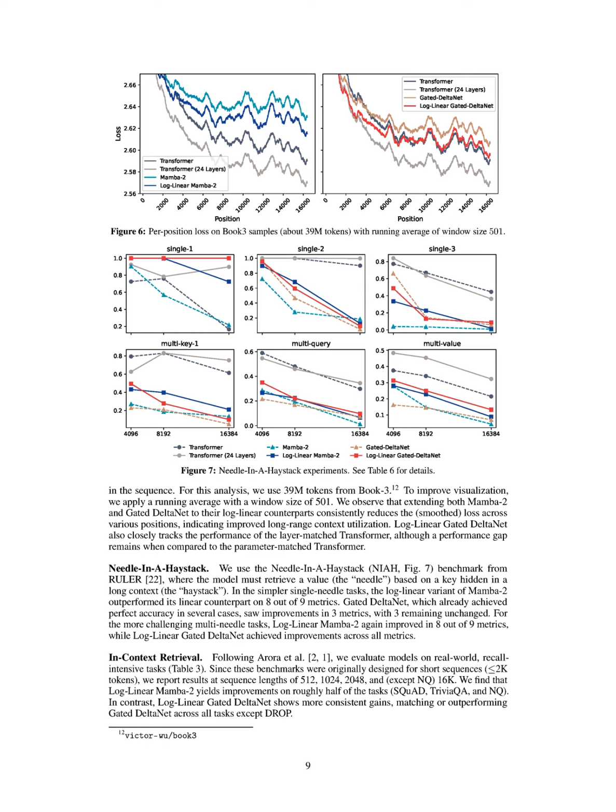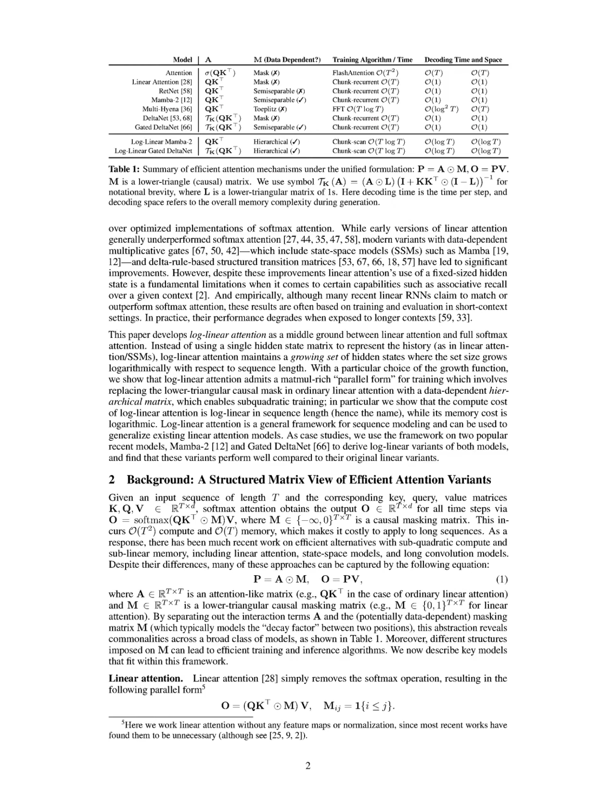Results were compared against baseline models such as DeltaNet, Mamba2, and parameter-matched transformers, with log linear variants showing improved performance in long context tasks, particularly in maintaining accuracy as sequence lengths increased. For instance, log linear DeltaNet consistently outperformed its linear counterpart, especially in long context scenarios, while log linear Mamba2 demonstrated significant gains across multiple metrics in the needle in a haystack benchmark. Overall, the experiments highlighted log linear attention's effectiveness in enhancing long-range context utilization compared to traditional linear attention models.